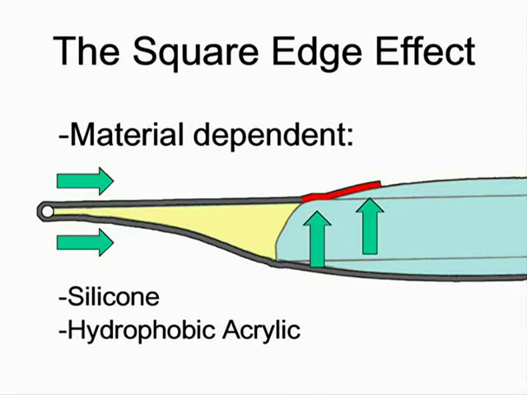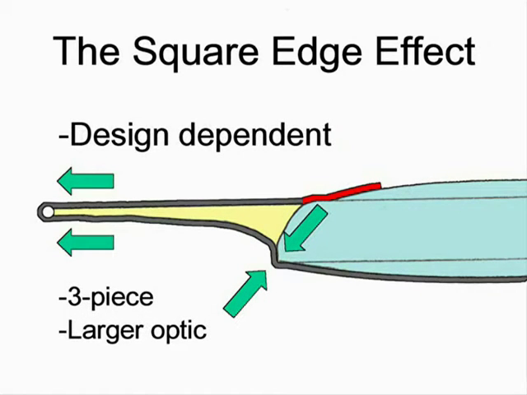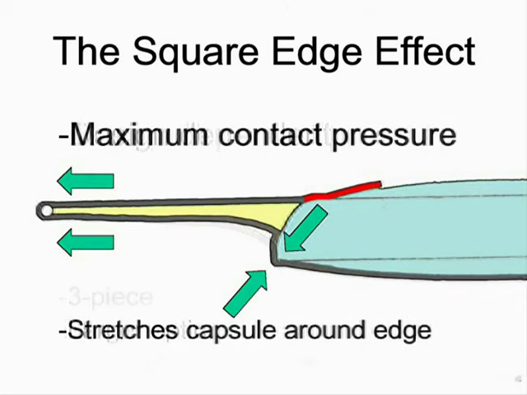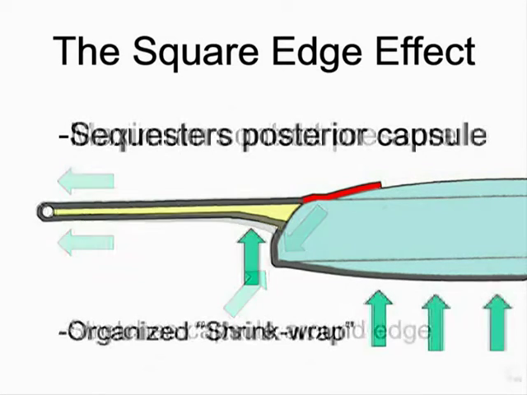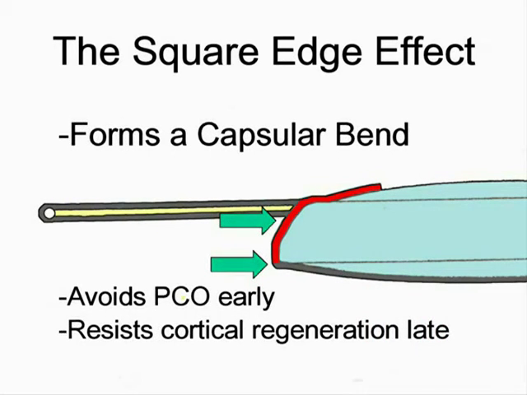It is material dependent. Second-generation silicone and hydrophobic acrylic lenses will induce capsular fibrosis. This speeds contraction of the capsule. It's also design dependent. 3-piece IOLs with larger optics are going to compress the square edge into the posterior capsule, achieving maximum contact pressure. This is going to sequester the posterior capsule and assist in organizing the shrink wrap effect, which is going to ultimately lead to a capsular bend formation. This is going to help avoid posterior capsular opacification early and resist cortical regeneration late.